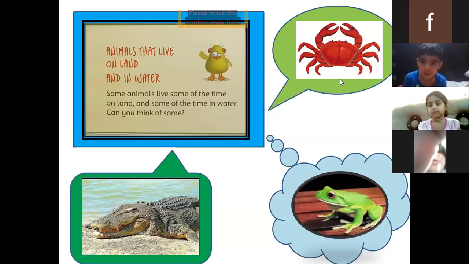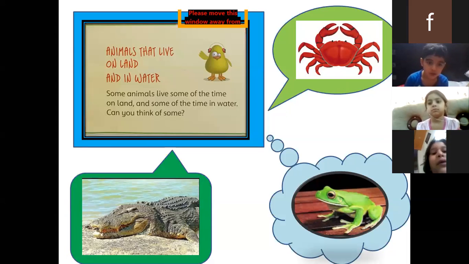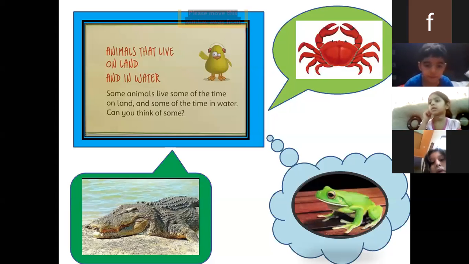Crab. Frog. Crocodile. Okay, now crab, frog, and crocodile can live both on land and in water.